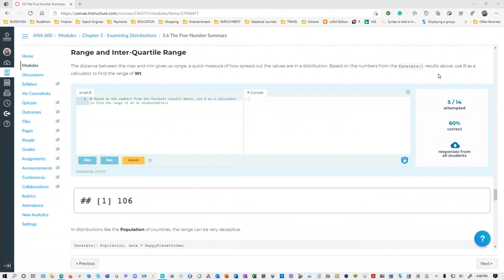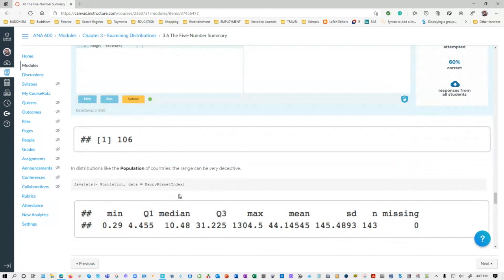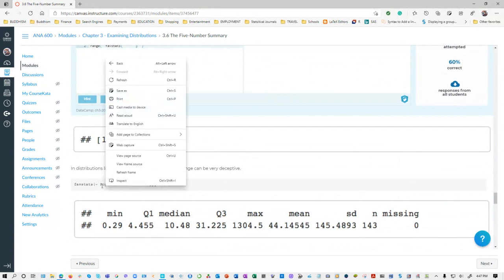Based on the results from the field above, use R as a calculator to find the range of WT. The range gives us the minimum and maximum, the distance between minimum and maximum. To find the range of favorite stats, what do you have inside? It's the happy planet index, population.